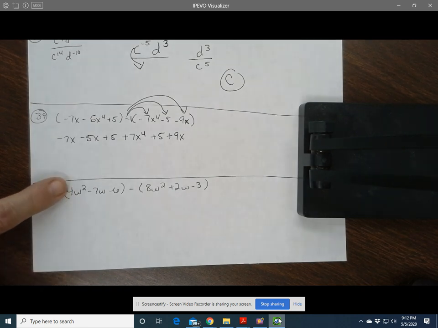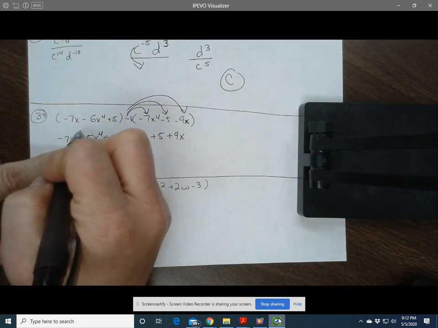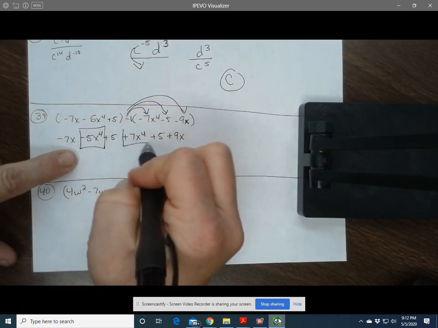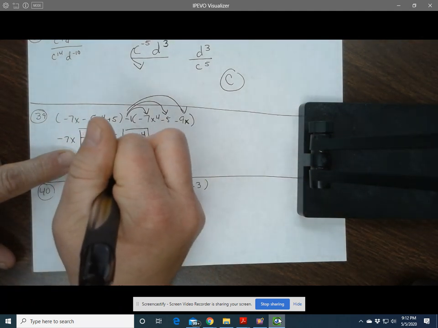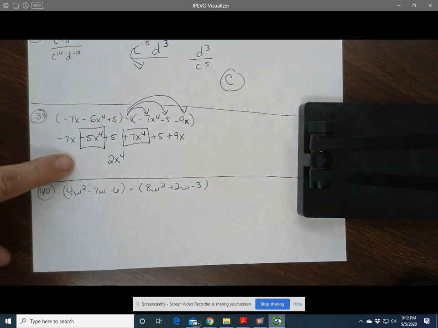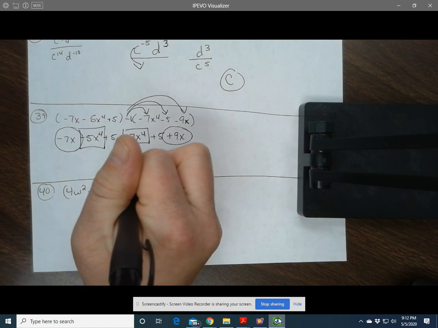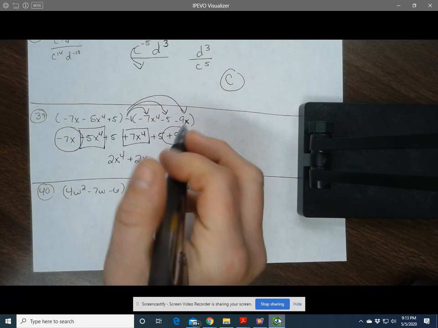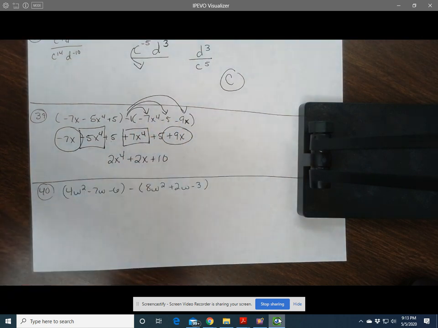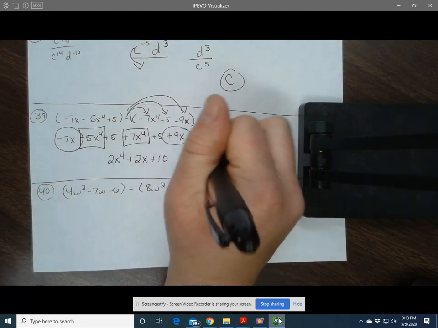And then I just look to see which ones I can actually combine. So these are my x to the 4th. I can combine those, and that's a positive 7 and -5, so that's 2x to the 4th. Now my x's, I have a -7x and a positive 9x, so that's going to be plus 2x. And then I have a positive 5 and a positive 5, so that's going to be plus 10. And so that means that it is actually option D.